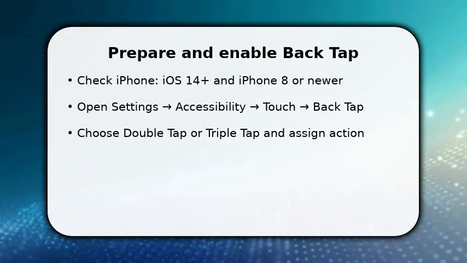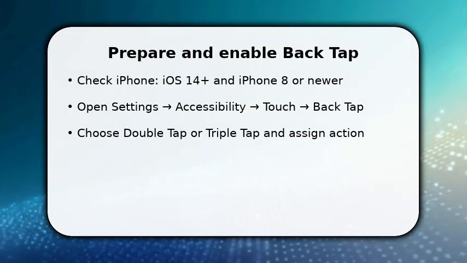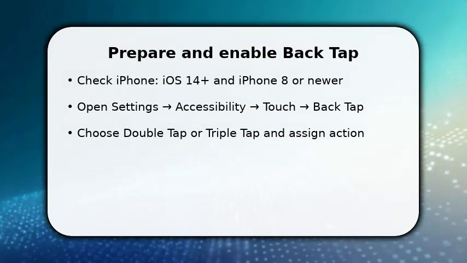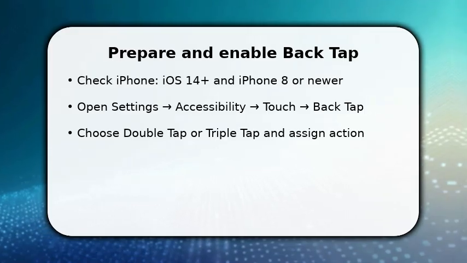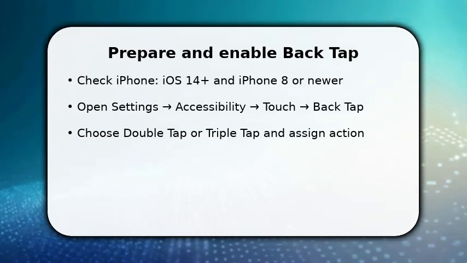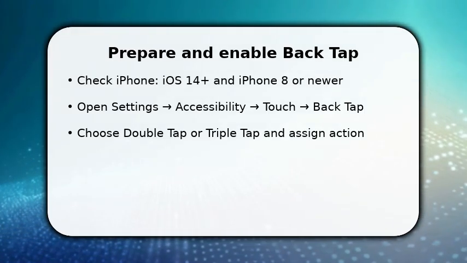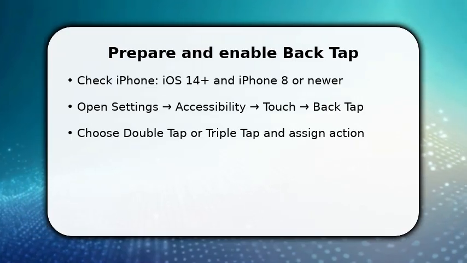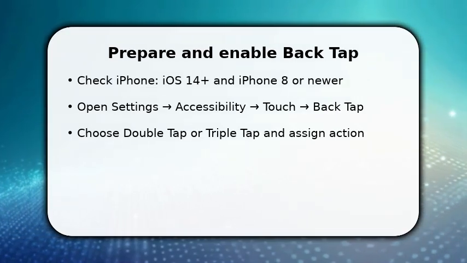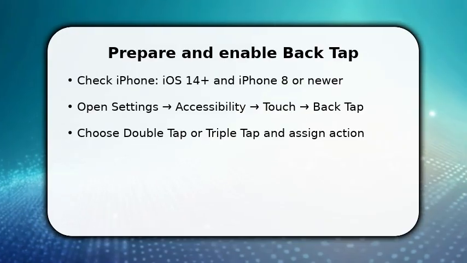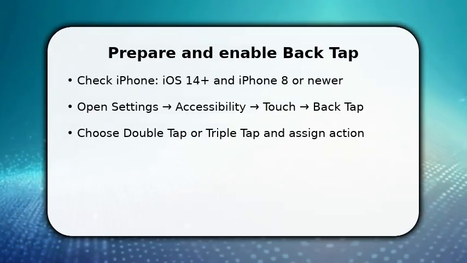You start by preparing the phone so the Apple logo area registers taps. Make sure your iPhone runs iOS 14 or later and is iPhone 8 or newer. Once done, go to Settings, tap Accessibility, then Touch and select Back Tap. You choose either double tap or triple tap there, and assign a system action or shortcut to it.